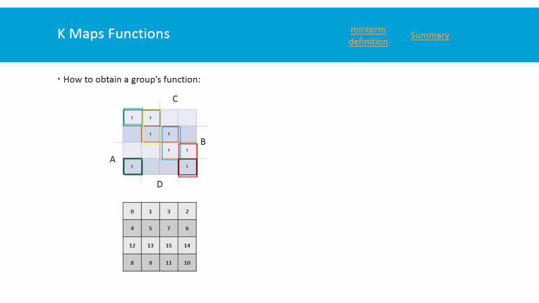So how do we obtain a group's function? In this map, we have this particular location of the variables A, B, C, and D. With those locations, we have the following min term or max term numeration. What that means is that if we take the values of A, B, C, and D, and we combine them, we're going to find those binary numbers. I'm going to give you an example. If we look at this cell, the A variable is equal to 0. So we write a 0. Then the B variable is equal to 1. The C variable is equal to 1.